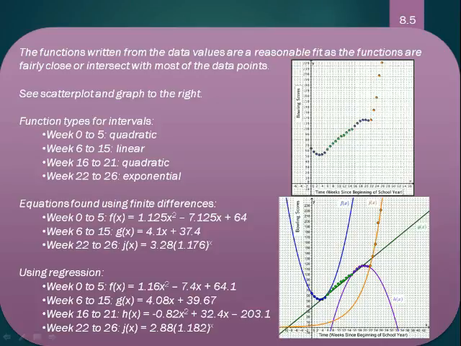Using regression, week 0 to 5, f of x equals 1 and 16 hundredths x squared minus 7 and 4/10 x plus 64 and 1/10. Week 6 to 15, g of x equals 4 and 8 hundredths x plus 39 and 67 hundredths. Week 16 to 21, h of x equals negative 82 hundredths x squared plus 32 and 4/10 x minus 203 and 1/10. Week 22 to 26, j of x equals 2 and 88 hundredths times 1 and 182 thousandths to the x.